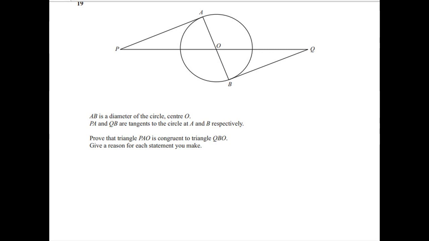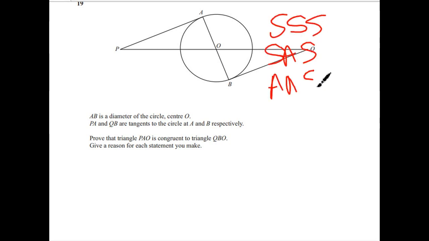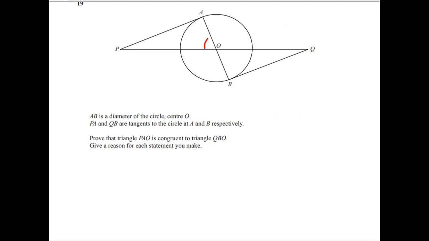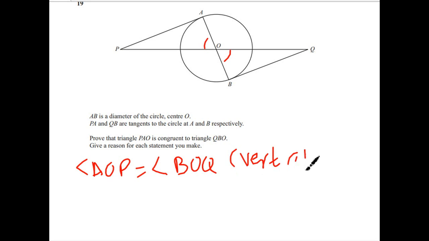So to prove congruency, you have to prove either SSS, or SAS, or ASA, or RHS is being applied. So let's see which one will work here. We can tell that these two angles are equal. So we'll write angle AOP is equal to angle BOQ, and you have to also give a reason. The reason is vertically opposite angles. Vertically opposite angles are equal, hence these two angles are equal.